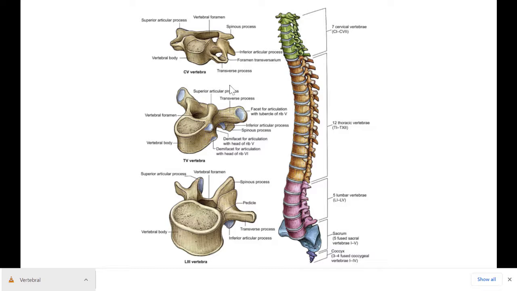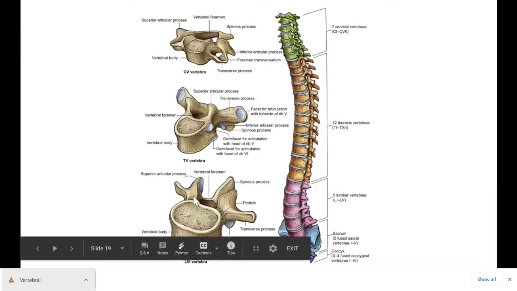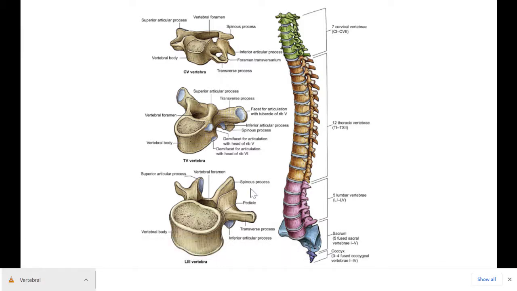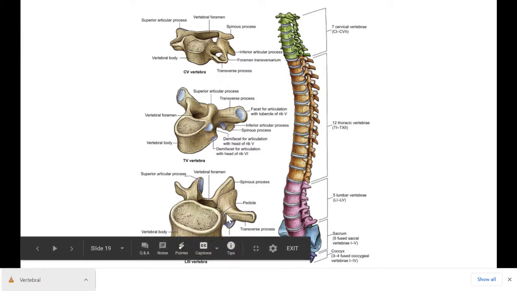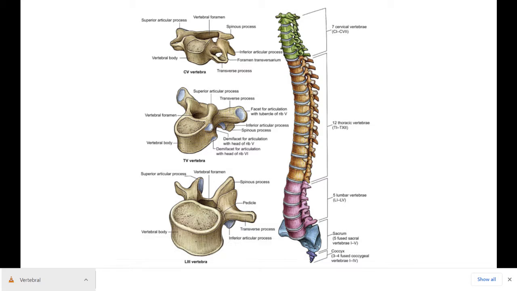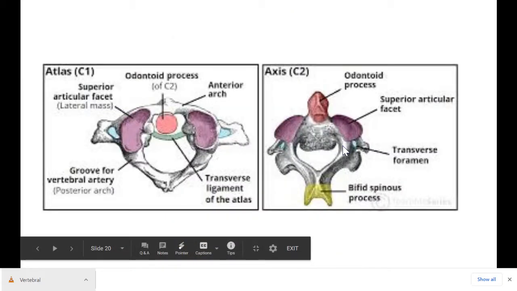Okay, so now. Remember, we talked about how the cervical vertebrae are the only ones with these transverse foramen. They're a lot smaller bodies. The thoracic vertebrae are going to have a little bit larger transverse processes with the facets that will articulate with the ribs. The bodies have gotten a little bit bigger. And then finally, we get to the lumbar vertebrae that have a very large body. And they, again, do not have transverse foramen and don't have the facets that the ribs will attach to.